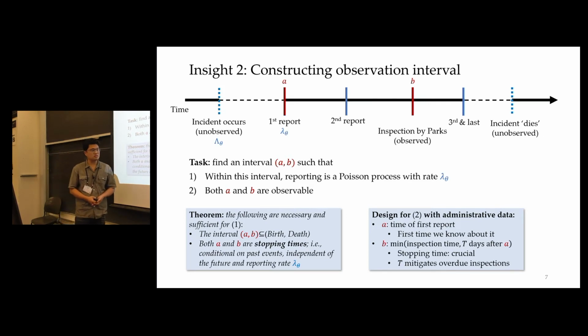So the claim that the inspection time is a stopping time is justified by the fact that the scheduling of this inspection is determined largely by outside factors, mainly the availability of the inspectors. And we use this truncation to mitigate anomalies in the data, mainly overdue inspections. So in our implementation, we actually chose T to be 100 days. And after some robustness check, we find this to be a nice compromise.